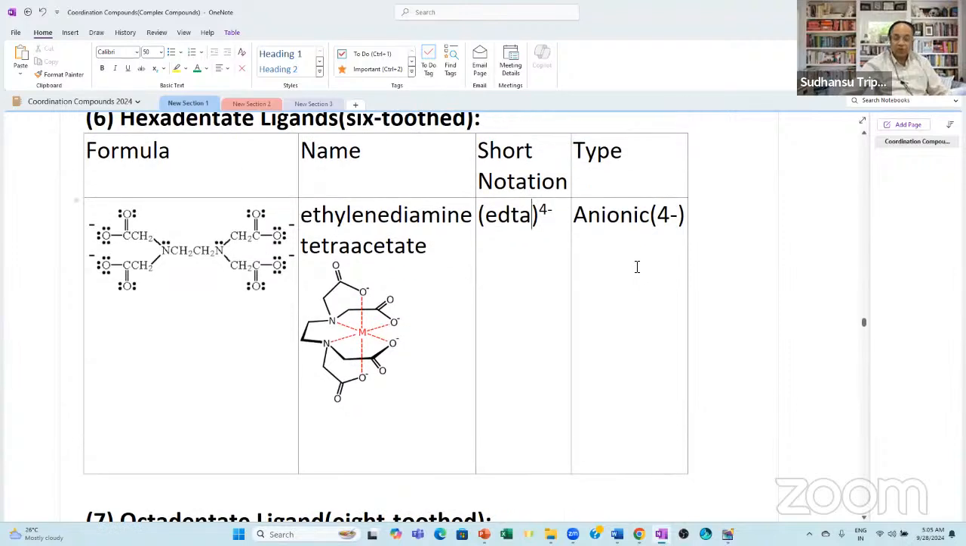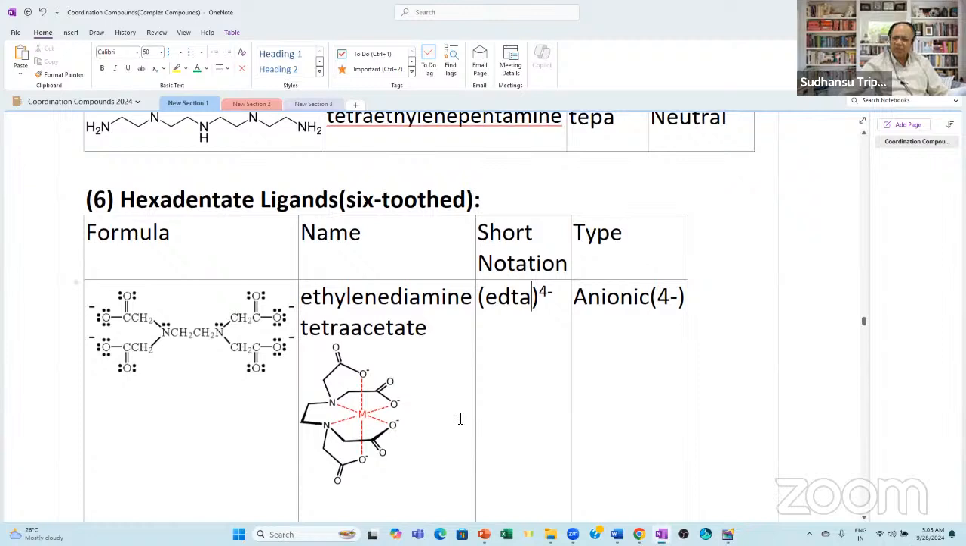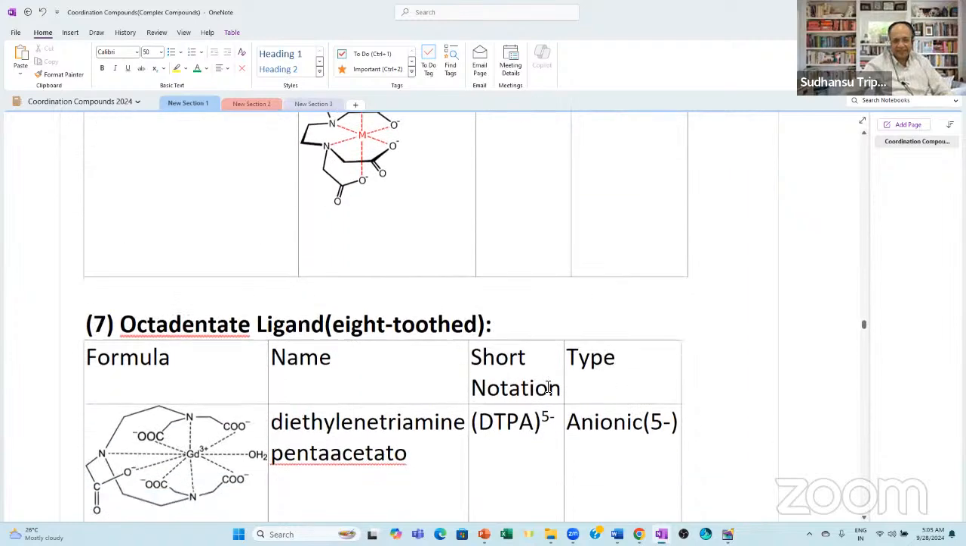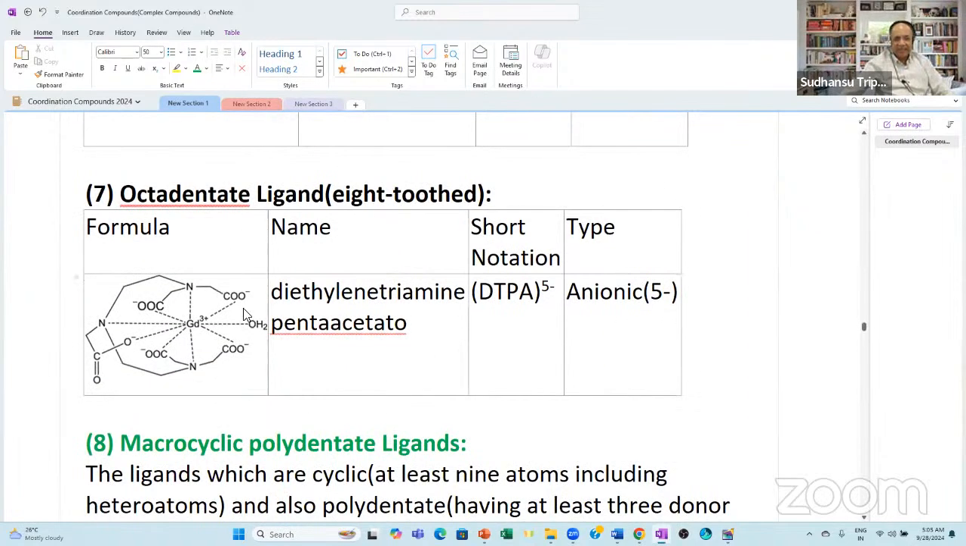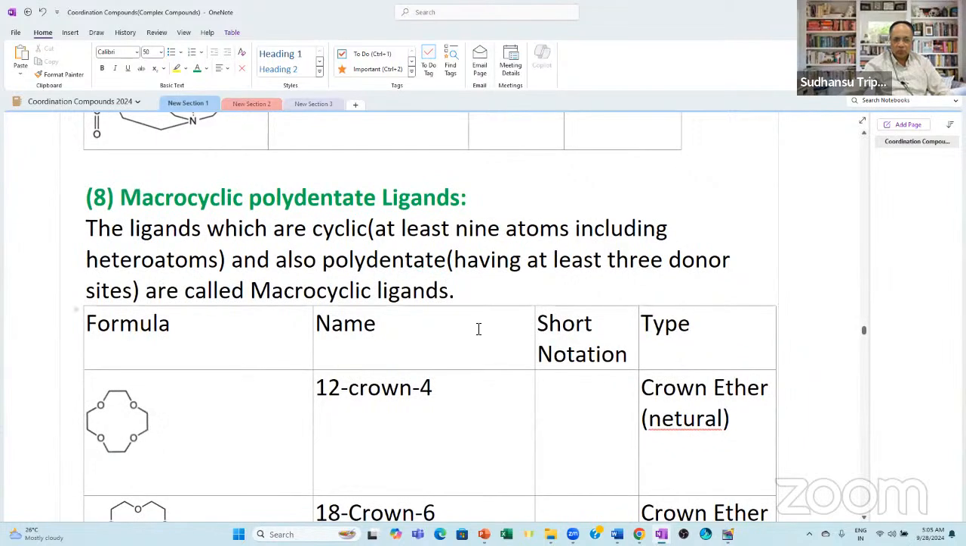If it uses all its teeth, then the coordination number is 6. But sometimes it doesn't like to use all the 6 teeth, although the charge is 4 minus, it is 6. And this is octadentate ligand. That was the last we discussed, octadentate ligand. Diethylene triamine pentacetato. Today we shall be starting here. There are some macrocyclic polydentate ligands.